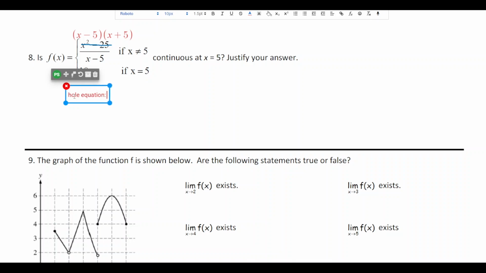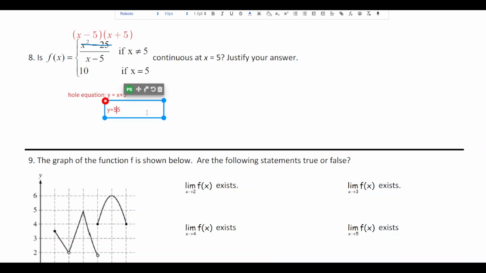is going to be just x plus 5, right? Y equals x plus 5. That's what you get when you reduce the x minus 5s to 1. And so if I plug in 5 here, then y is going to equal 10. 5 plus 5 is 10.